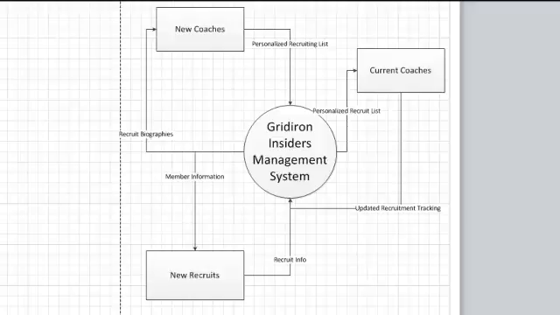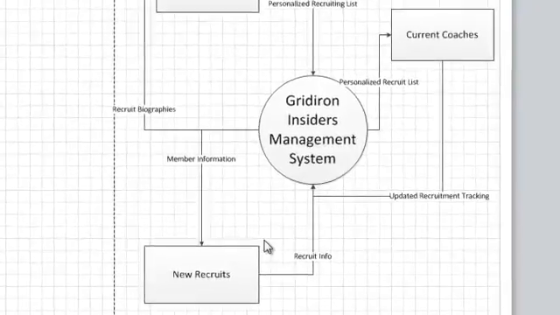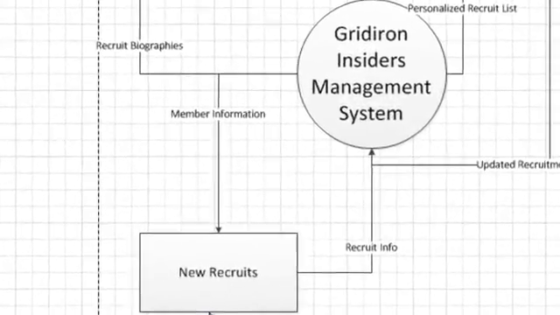Now we will take a look at the context-level data flow diagram. As you can see, there are three main objects: new coaches, current coaches, and new recruits. We'll start with the new recruits.